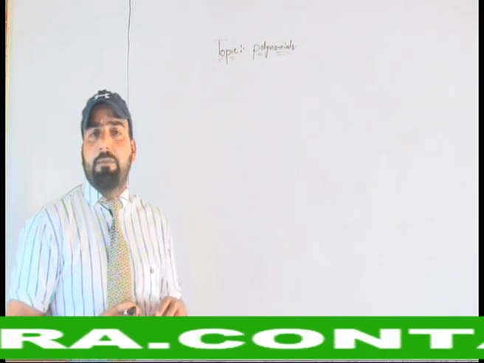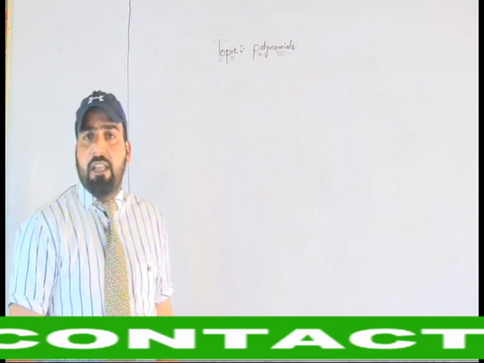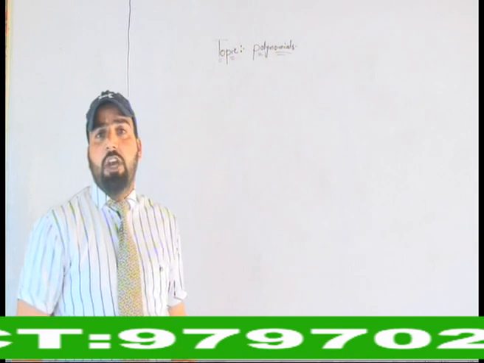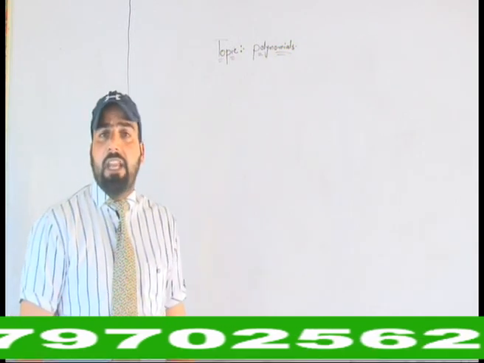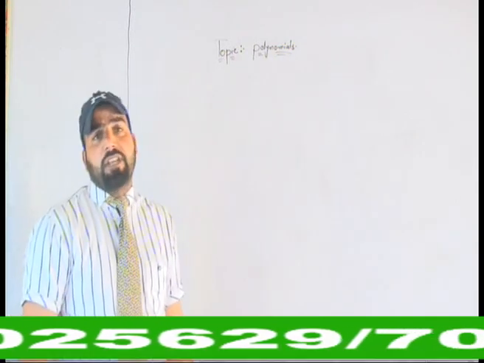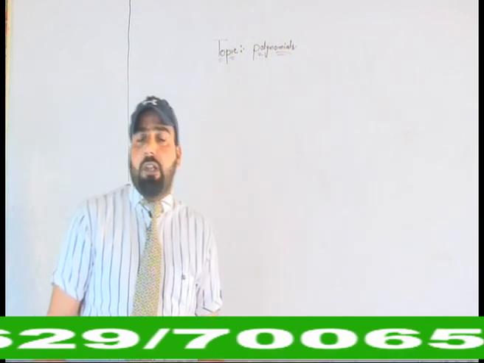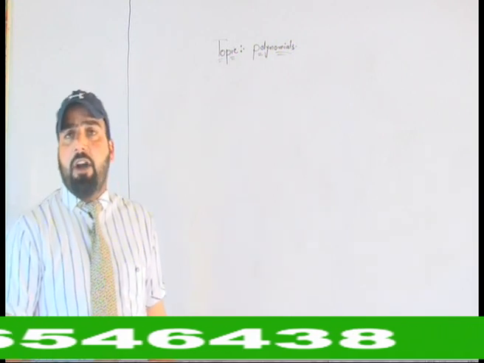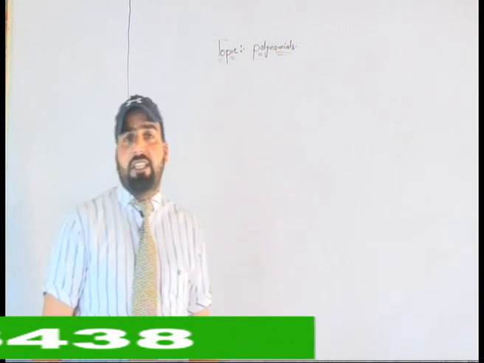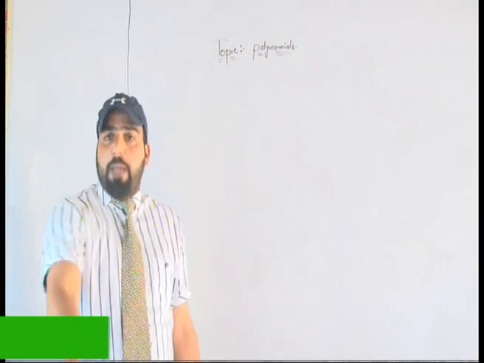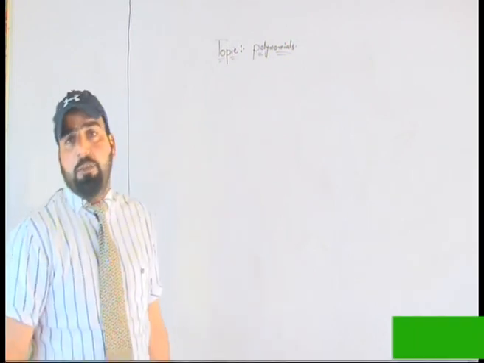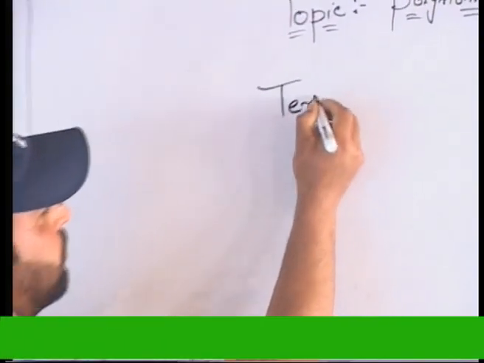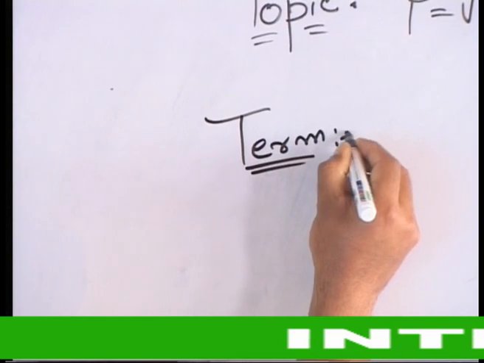Then the fourth concept I discussed in the previous lecture was polynomials. The polynomials are algebraic expressions whose exponents are non-negative and whose coefficients are real. Today we are going to learn the specific types of polynomial on the basis of degree and on the basis of terms. First we will discuss the types of polynomials on the basis of terms. First I will try to explain what the meaning of a term is.